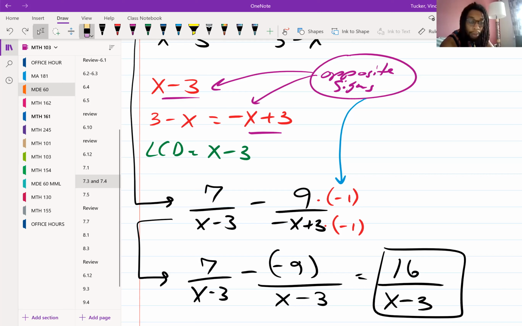I guess my question would be, if it was negative x plus 4, we wouldn't switch the signs because it's not the same? Right. You would just go back to what we did in the previous ones. You had two different quantities and multiply top and bottom by that whole x plus 4 or whatever. Okay, gotcha.